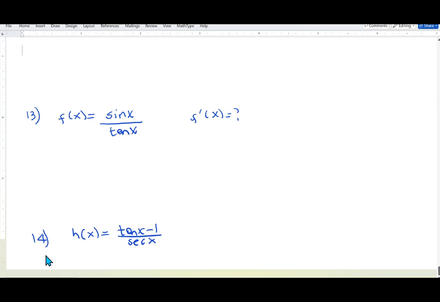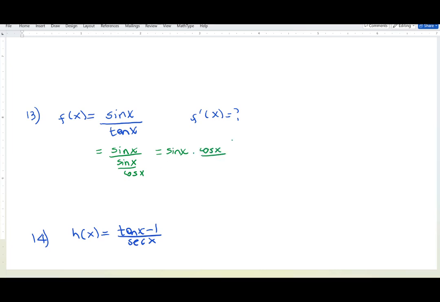Well, tangent x is sine over cosine. Let's write it that way. That's a common trick we've learned in trigonometry. If you're stuck, write everything in terms of sines and cosines, right? So I'm going to do that. So tangent is sine over cosine. But because it's in the denominator, I'm going to flip it and multiply with the top.